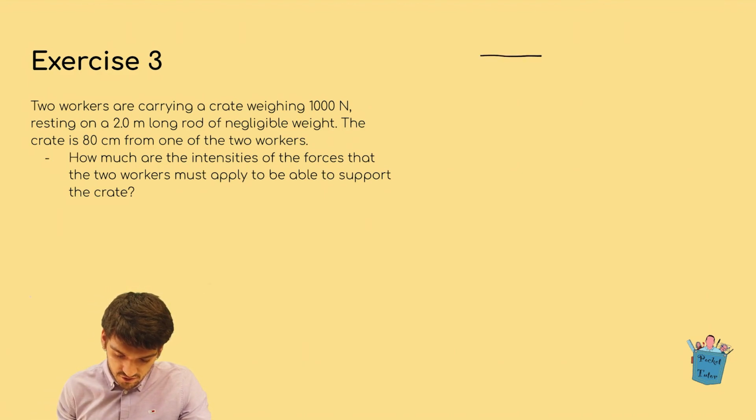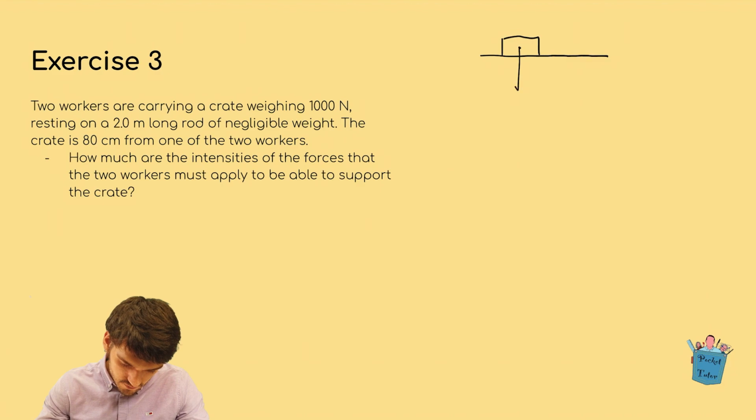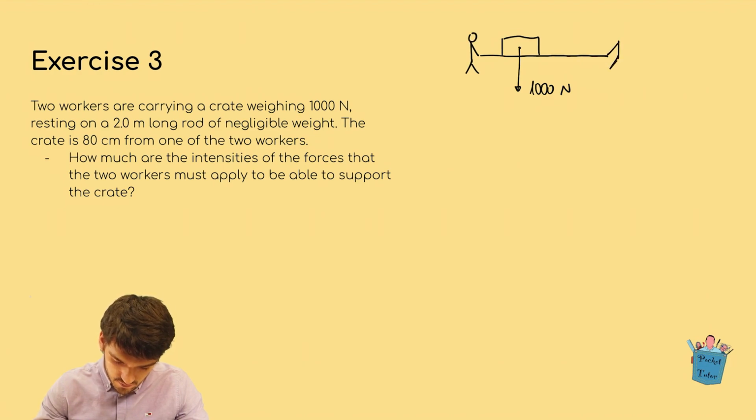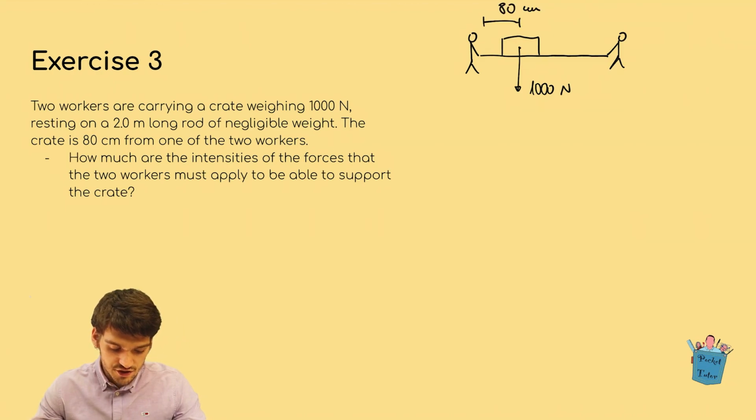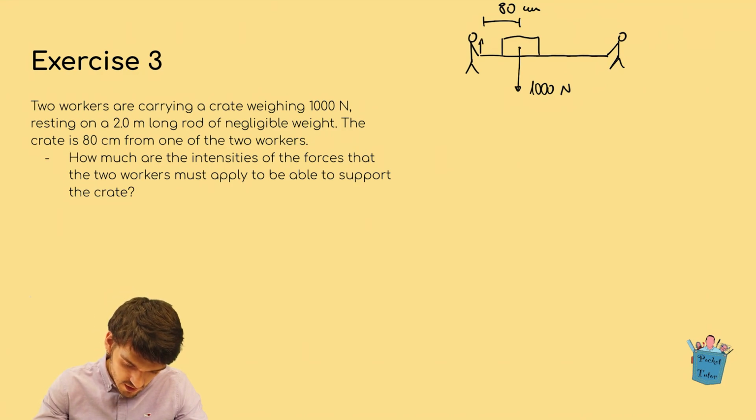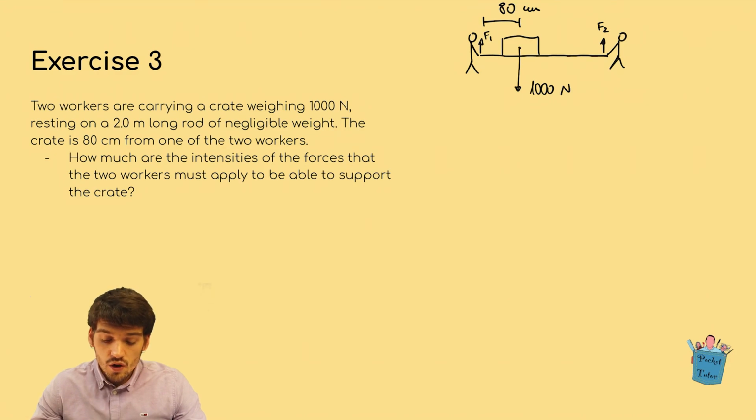We have a rod of negligible weight and we have a weight of 1,000 newtons. Two workers are holding the weight, and we know that this distance is 80 centimeters. How much are the two different intensities of the forces, which means these two forces here, that we can call F1 and F2, that allow for the crate to be supported? We know that the sum of F1 and F2 must be equal to 1,000 newtons, otherwise it wouldn't be supported. But which are the respective intensities?